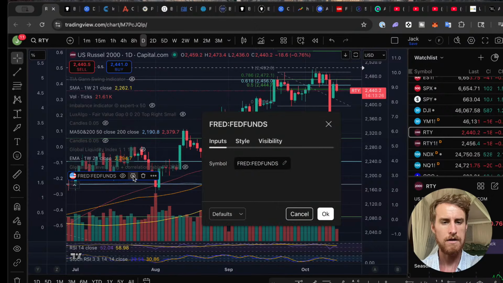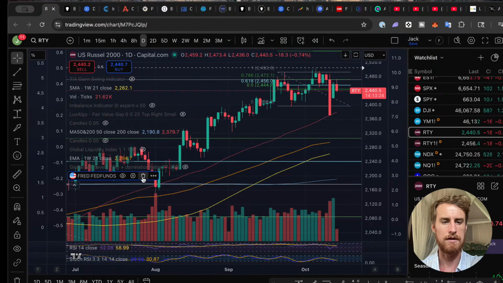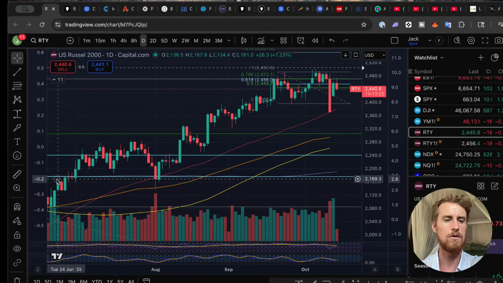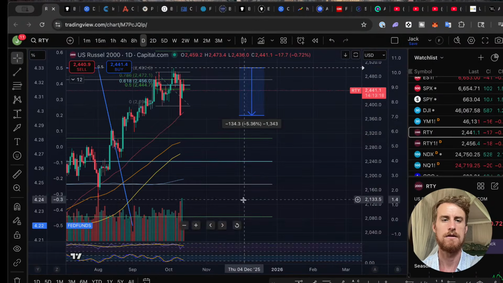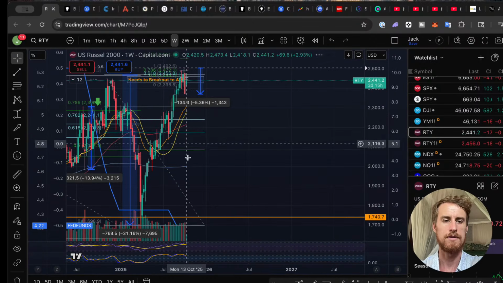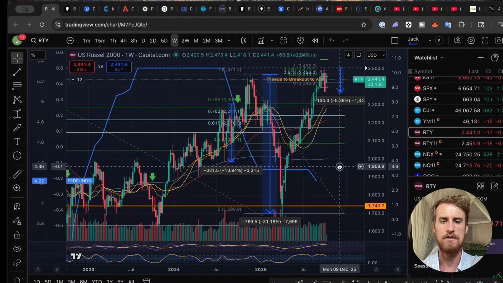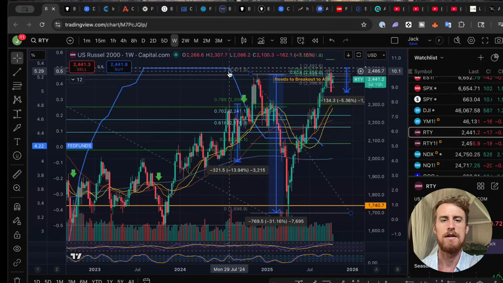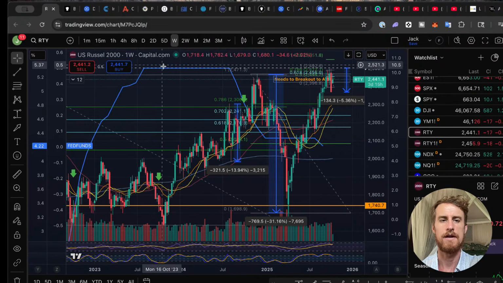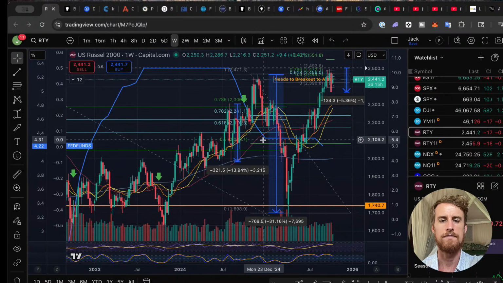Let me take this off really quick. And I'm going to add also the Fed funds rate to show each time the Fed started cutting what happened to the Russell 2000. Basically what happened in the last year is the Fed paused for a while, then they cut for a while, and that was bullish in the short term.